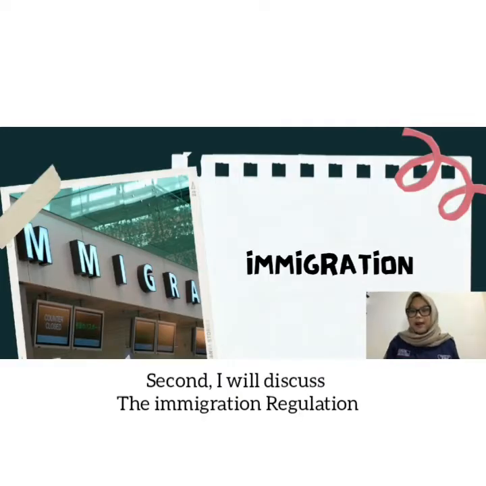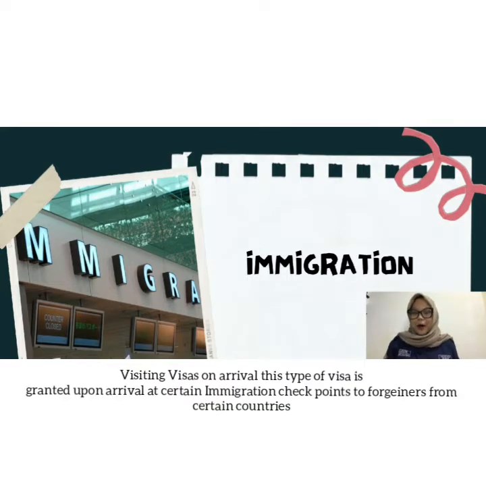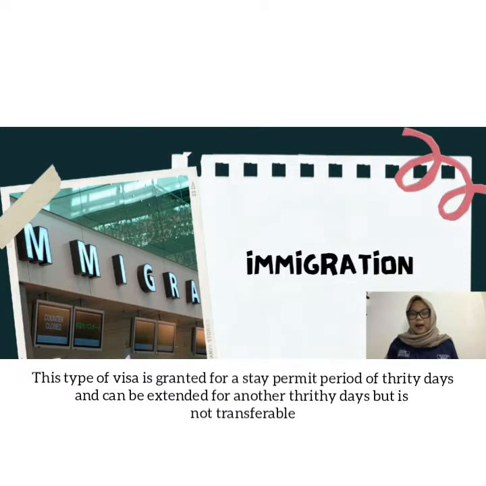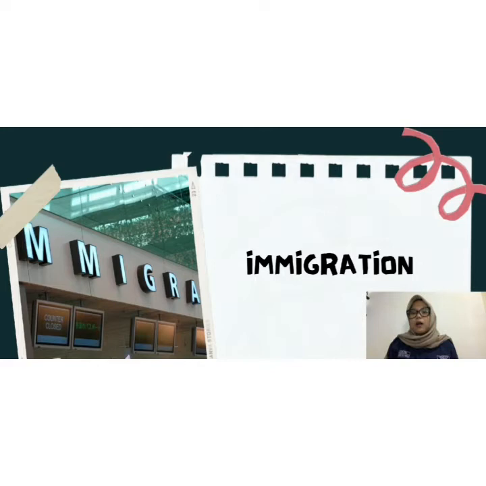Second, I will discuss the immigration regulation. Visiting visa on arrival. This type of visa is granted upon arrival at certain immigration checkpoints to foreigners from certain countries. This type of visa is granted for a stay permit period of 30 days and can be extended for another 30 days but is not transferable.